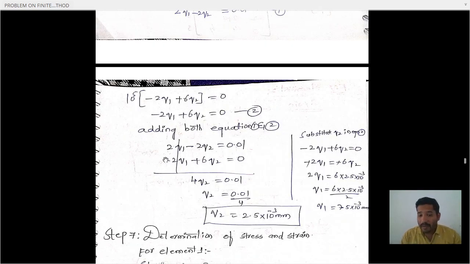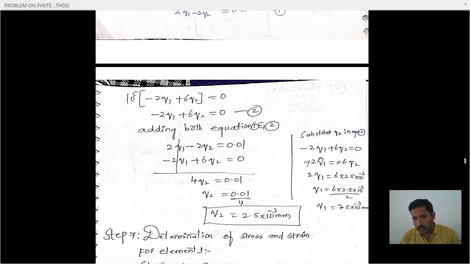Then here minus will be there, here plus will be there, so these terms will be cancelled. The remaining should be 6 minus 2, how much? 4 Q2 equal to 0.01. If you divide 0.01 by 4, how much will you get? 2.5 into 10 power of minus 3 mm. After getting the value of Q2, you need to substitute it in equation number 1, then you will get the value of Q1. Is it right?